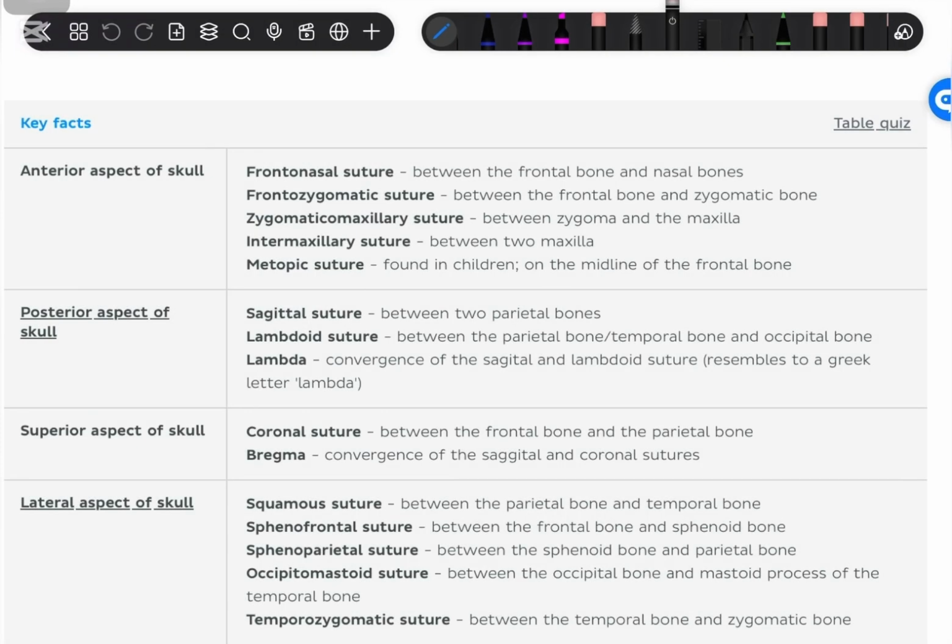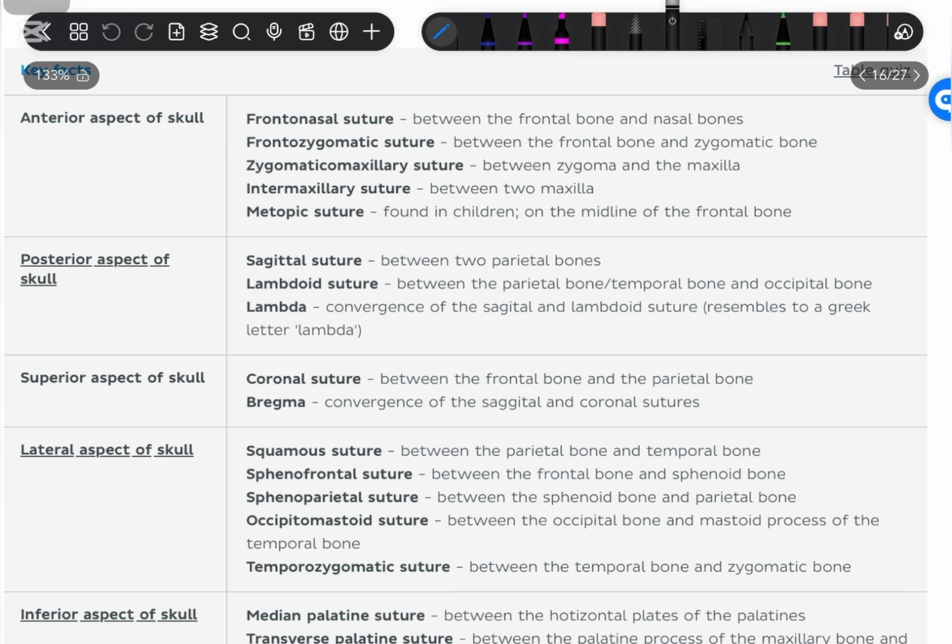Now, on the anterior aspect of the skull, we have the frontonasal suture, which is present between the frontal bone and the nasal bone. Then we have the frontozygomatic suture, that is present between the frontal bone and the zygomatic bone. Next, we have the zygomatico-maxillary suture, which is present between the zygomatic bone and the maxilla. Next, we have the intermaxillary suture, which is present between two maxilla, and the metopic suture, which is found only in children as it is present on the midline of the frontal bone.